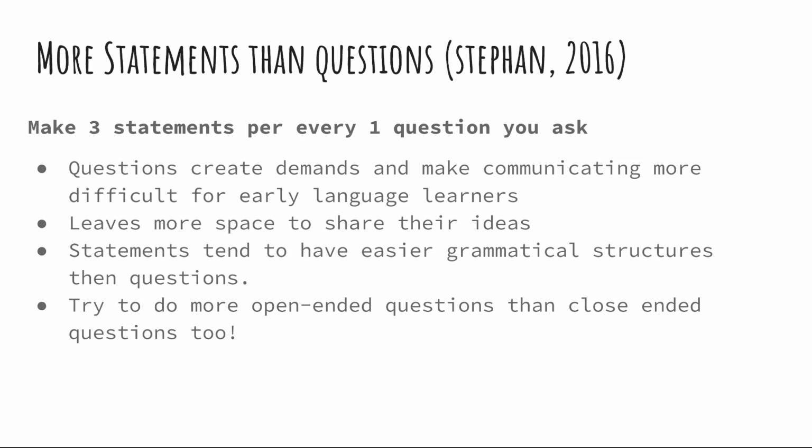When we use more statements, they tend to have easier grammar. Little kids, when they go through language development, tend to learn statements first, and then they learn how to ask questions later. So when you ask them a question, you're using harder grammar than if you use a statement. And also, we want to use more statements because it gives kids more room to share their ideas. And the rule of thumb that research has told us is that you want to use 3 statements to every 1 question.